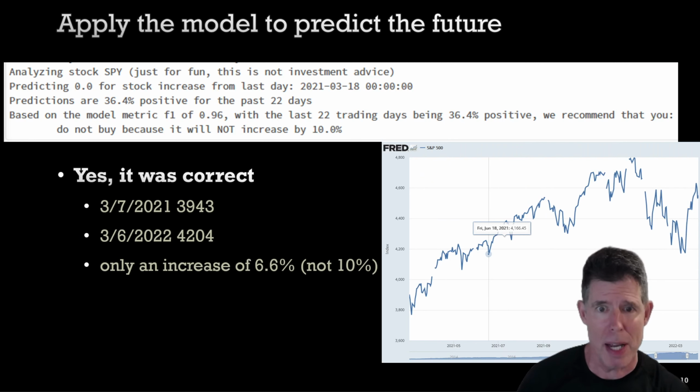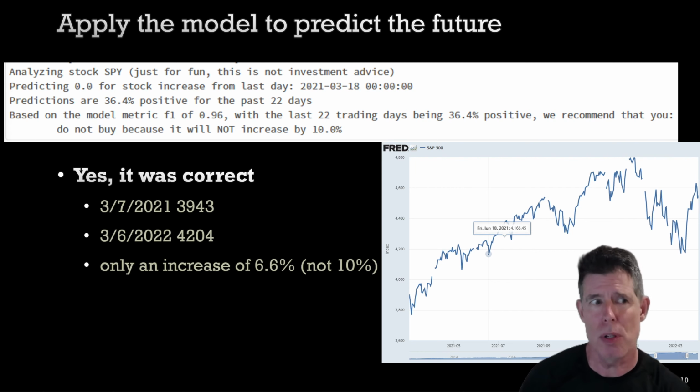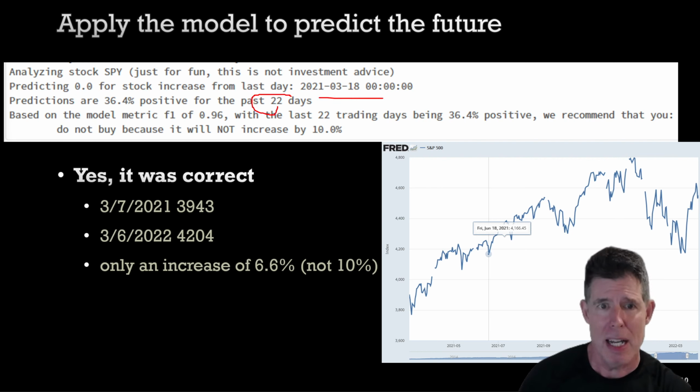And then finally, once we have that model, just for fun, we can predict the future. So, for example, we'll have this output analyzing SPY, that's the S&P 500, predicting 0, meaning that it will not increase for the next time period. And we can do it by picking a number of rows. For example, let's take the past 22 days and average those. And if it turns out on average they predict an increase, then we might suggest that the stock would increase.